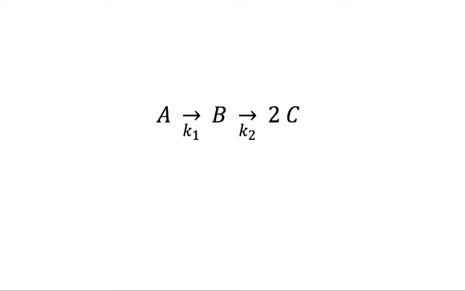Okay, and the stoichiometry is 1 to 1 except for C, so we're making two molecules of C. And we'll have to keep that in mind when we write our rate equations in MATLAB. Let's take a look at the code and the output.